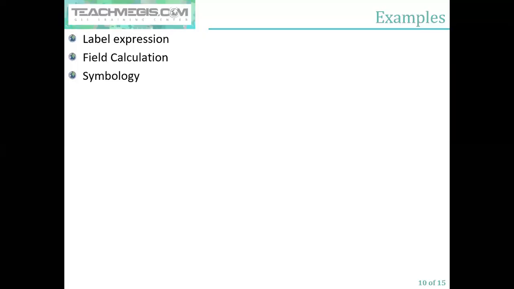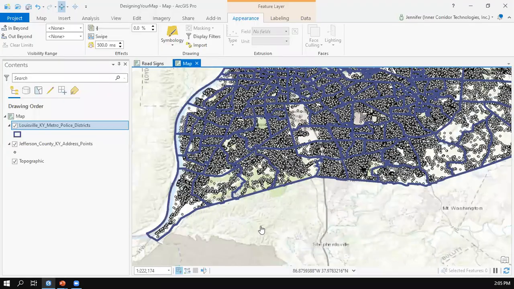So let me show you a couple of examples here. First, we'll look at a simple field calculation and then a label example and a symbology example. So back in Pro, again, I'm looking at that data with Louisville police districts and address points.